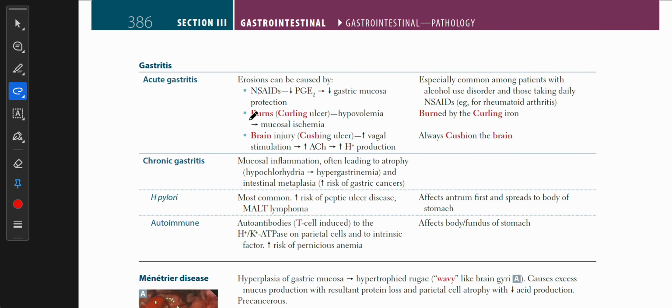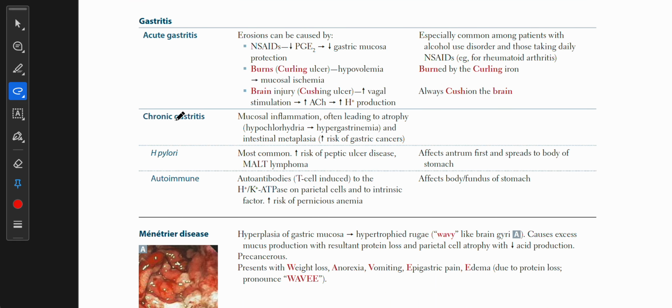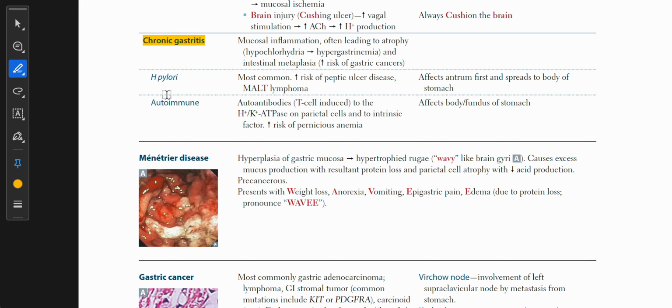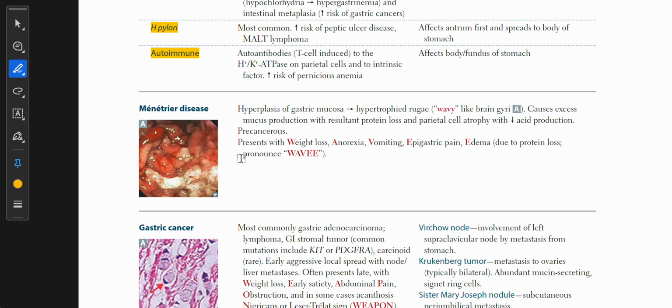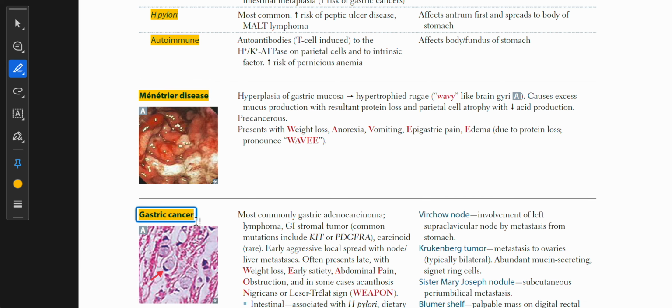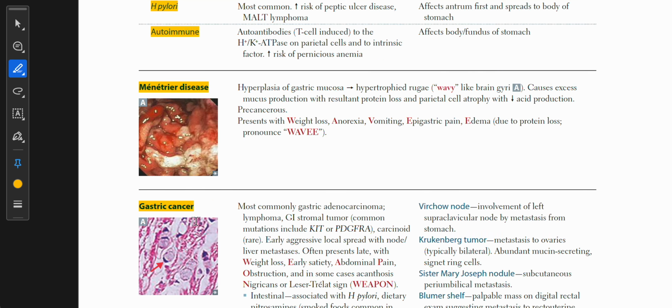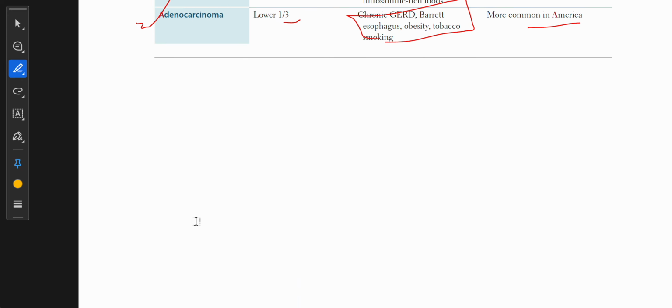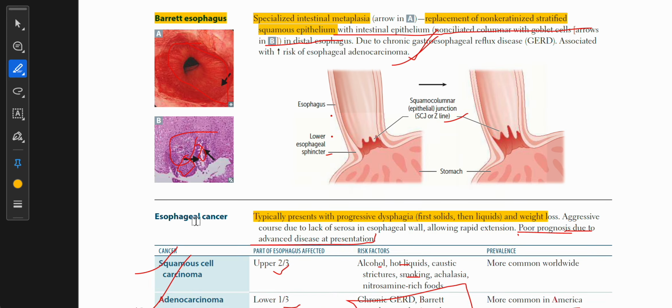And let's talk about gastritis. In gastritis, we'll talk about acute gastritis and chronic gastritis. There are two types of chronic gastritis: H. pylori induced and autoimmune. And we'll also talk about Menetrier disease and then gastric cancer. Okay, let's go.